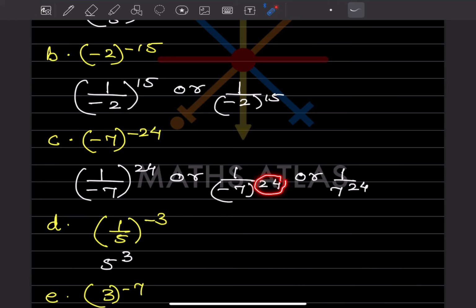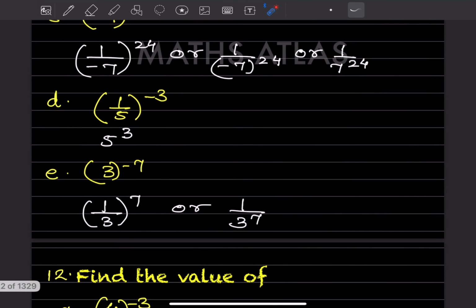Now this is an even number, so the negative here is always going to be positive, because if you multiply it, this will be positive one. So we can also write this as 1 by 7 raised to 24. Again here, when you take the reciprocal of that, that is going to be 5 raised to 3, because 5 by 1 is 5. For this one, we can write 1 by 3 raised to 7, or 1 raised to 7 will be 1, and this will be 3 by 3 raised to 7.